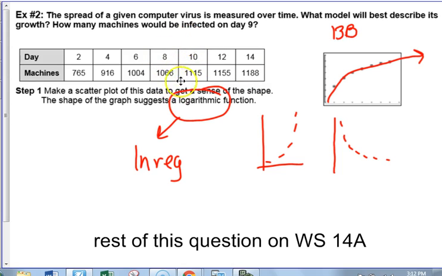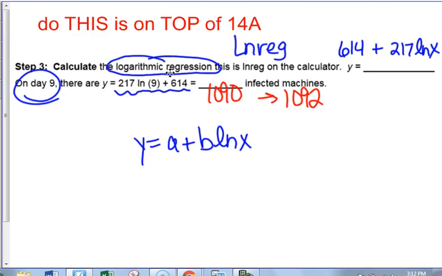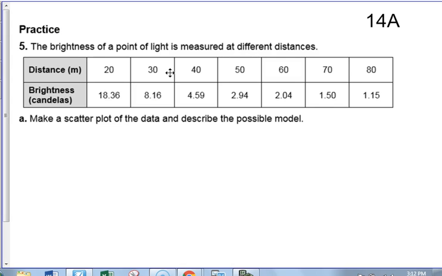Now, we estimated 9 days. Did our number fit in between here? 9 days, we got a number like 1090, 1092. Does that fit in our table? Okay, so it was a good predictor, fit within the data. All right. That one was logarithmic slow growth.